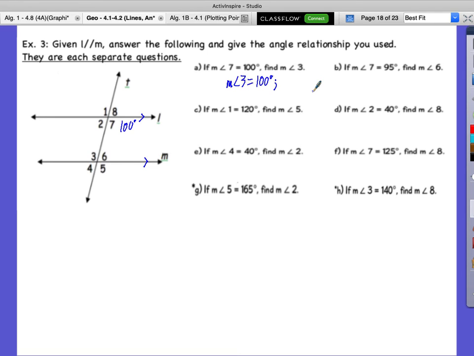So help us practice what kind of angles they are. Are they vertical? Not quite. 7 and 3 are not quite vertical. They're alternate interior. They alternate sides of the transversal, alternate, and they're inside, interior. So they're alternate interior angles.